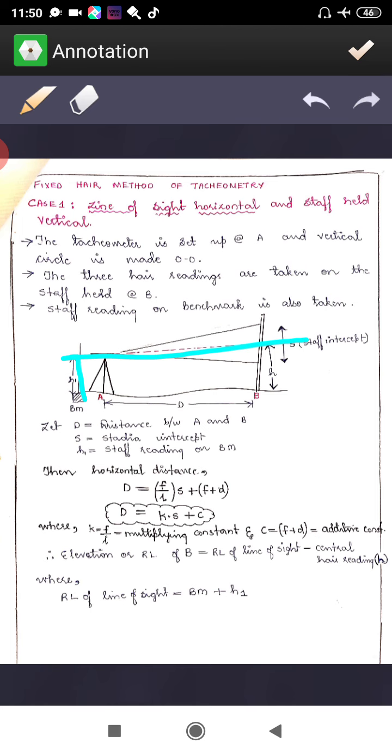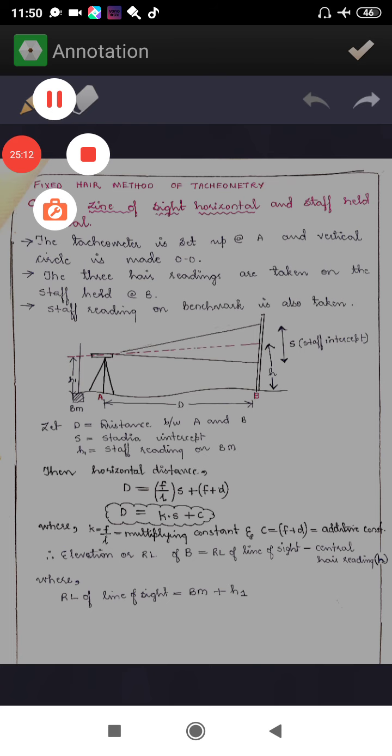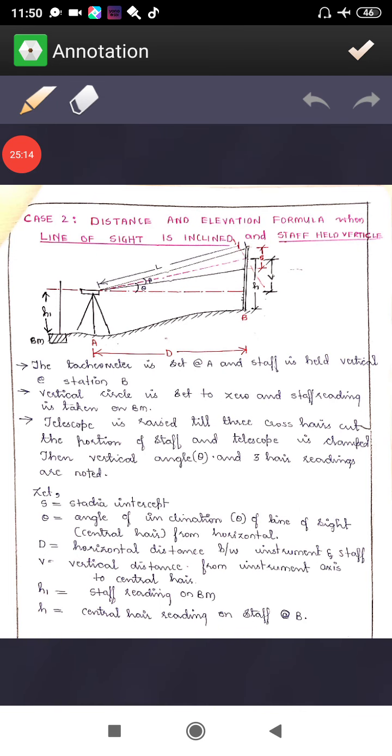Now what if the staff held is vertical but the line of sight is inclined? That is case 2. We are going to see how to get that. Yes my friends, this is case 2, distance and elevation formula, where the line of sight is inclined and the staff held is vertical. You can see that the dotted line of sight is inclined and staff held is vertical. In this condition, how do we get the distance and elevation formula?